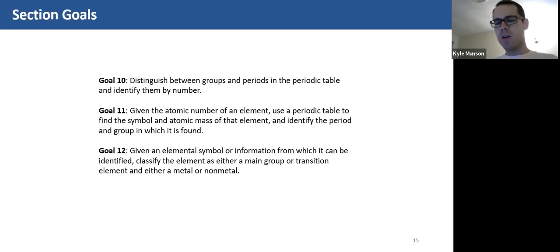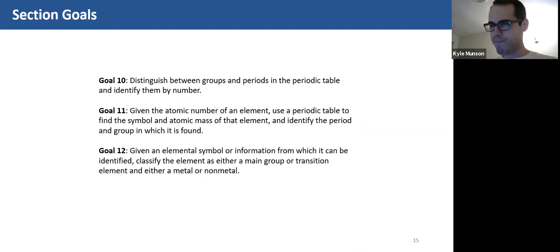So our goals are we want to be able to distinguish between groups and periods in the periodic table. And then given the atomic number of an element, use the periodic table to find the symbol and atomic mass of the element. And then finally, we want to be able to identify elements as being main group or transition elements in either a metal or a non-metal.